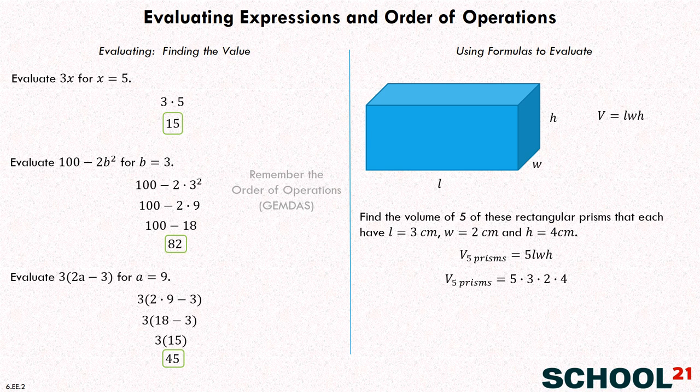So now let's just go left to right here. So what's 5 times 3? 15. Good. So then we can do that one. And then what's 15 times 2? That's a little mental math. 30. Good. And then what's 30 times 4? 120. That's excellent. Very good. So the volume of 5 of those prisms is 120 centimeters cubed.